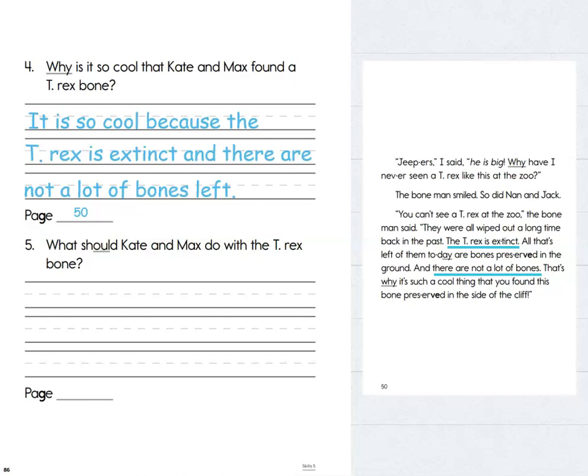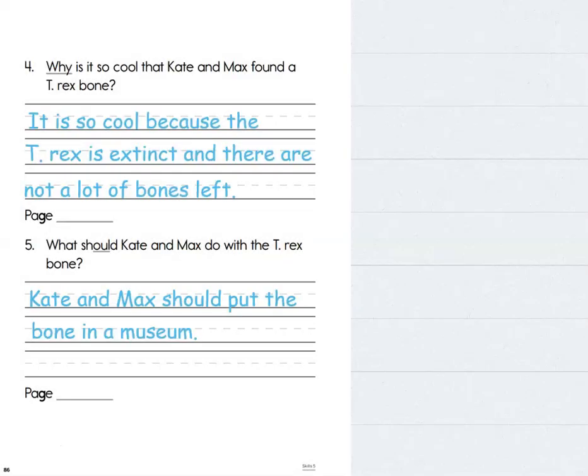Number 5, what should Kate and Max do with the T-Rex bone? That answer is also going to be on page 50. Kate and Max should put the bone in a museum.